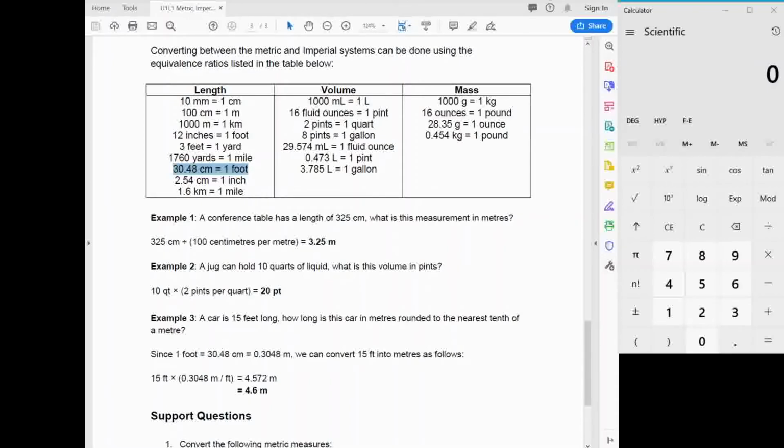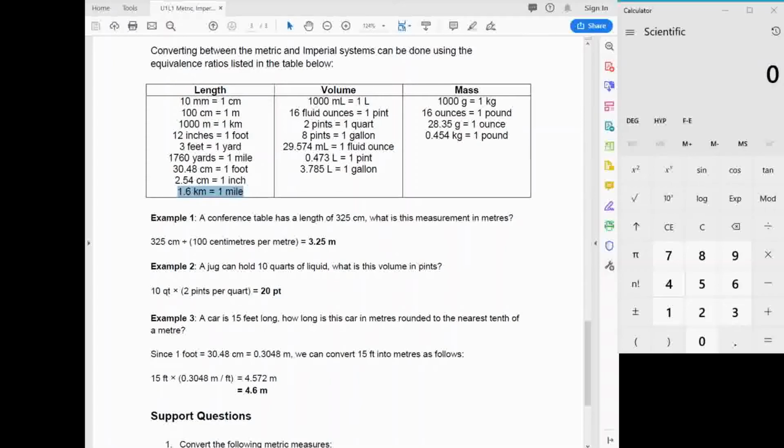1 inch is 2.54 centimeters. 1 mile is 1.6 kilometers. Some of these are rounded values. If you use these values for your tests, then you'll be marked correctly. But you could also use the more accurate ones that you might find online. I think 1 mile is actually 1.58 something kilometers.